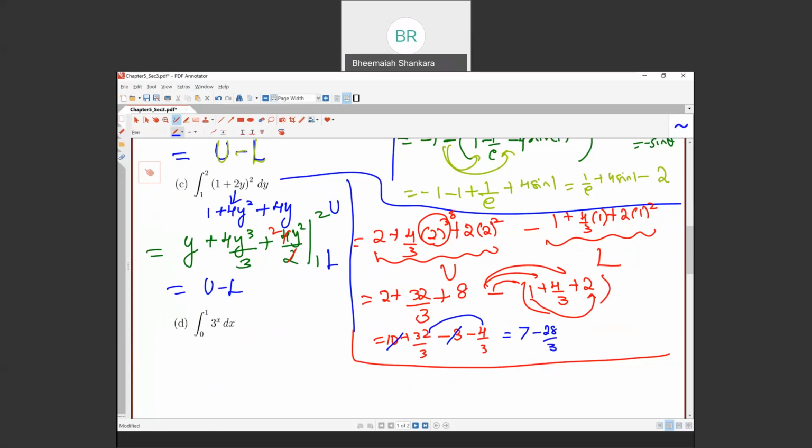Now you make a common denominator, multiply 3 to the first fraction. So you write 21 minus 28, which is negative 7 divided by 3. So this is the simplified answer, negative 7/3.